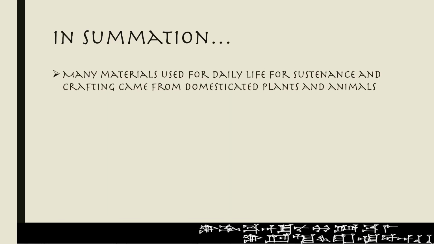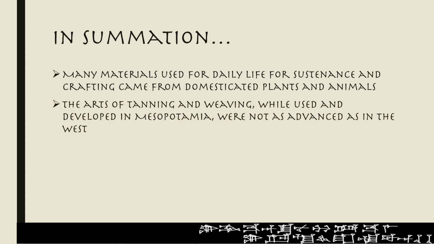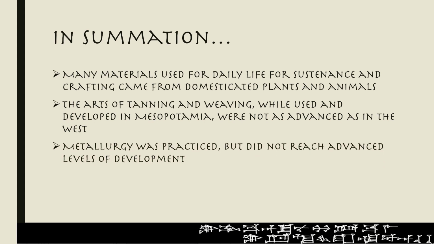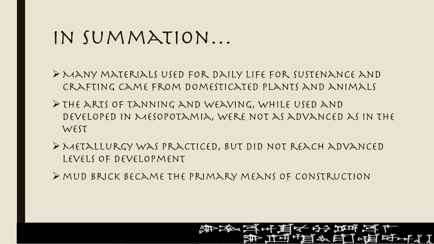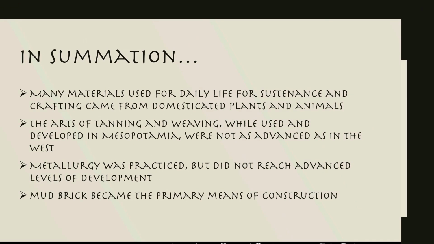In summation, many of the materials that were used in daily life for sustenance and crafting came from domesticated plants and animals. The arts of tanning and weaving, while used and developed in Mesopotamia, did not gain the level of advancement as was found in the West. Metallurgy was practiced, but did not reach advanced levels, as with tanning and weaving. And then finally, eventually, mud brick became the primary means of construction in Mesopotamia.